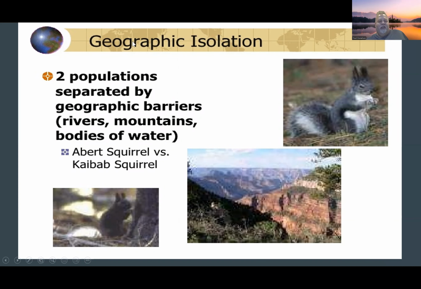What we call that is geographic isolation. And that can happen several ways. You can have a river that cuts through an area and separates populations, just by separating those breeding populations, or a mountain range might do that, or maybe large bodies of water. One of the common examples that evolutionists point to is the Abert and the Kaibab squirrel. They live on either side of the Grand Canyon.